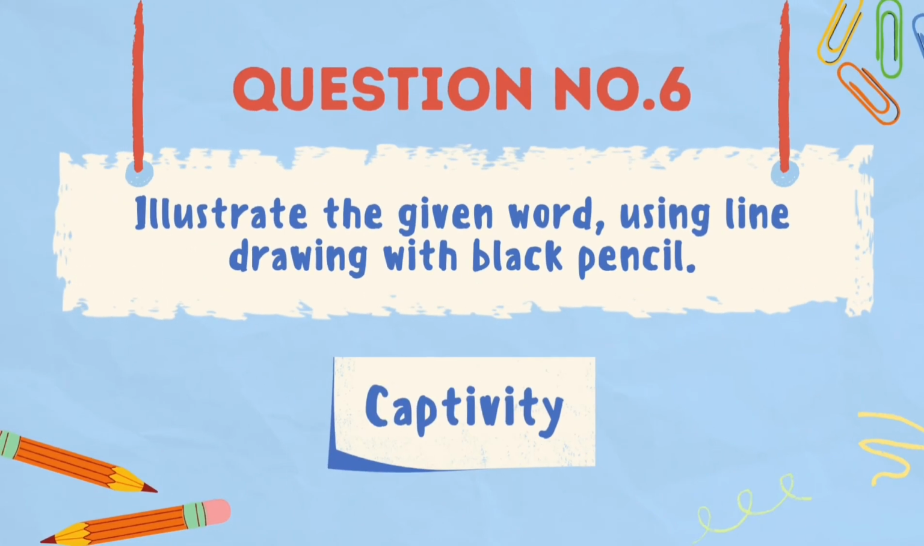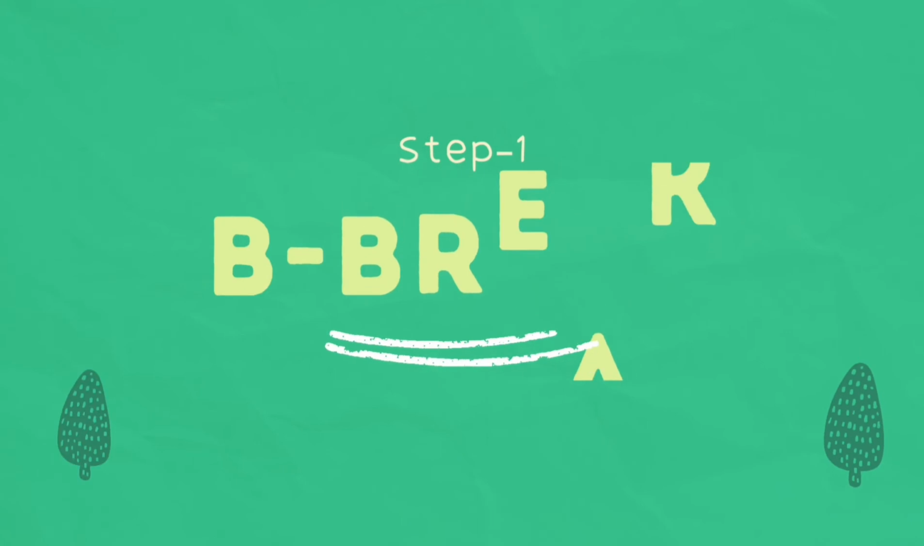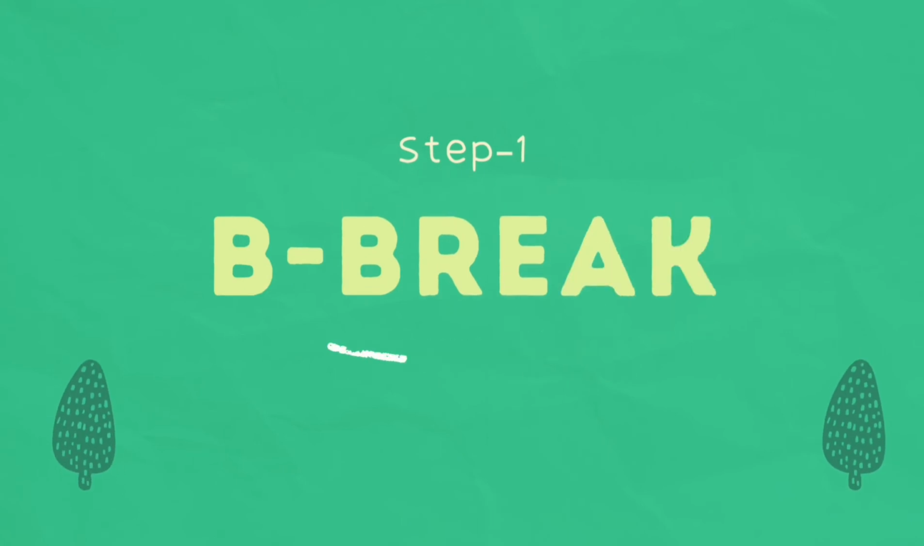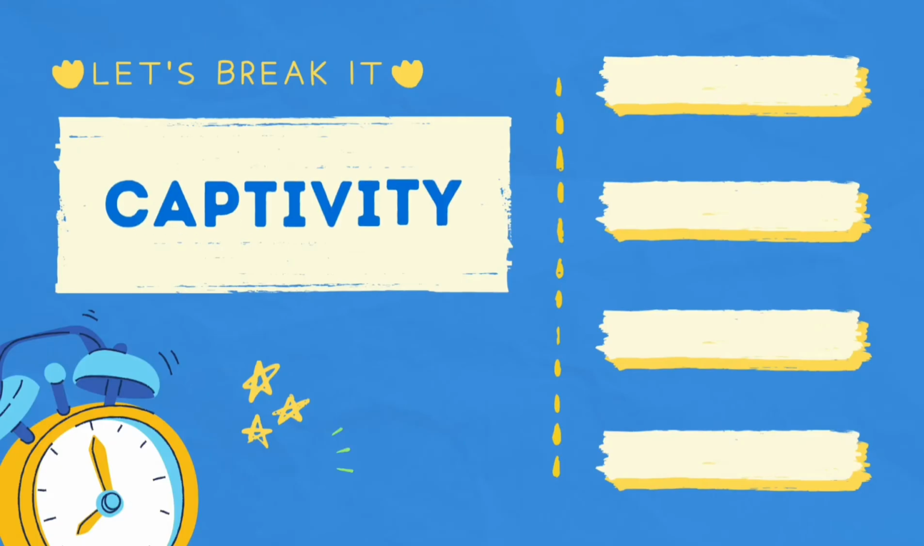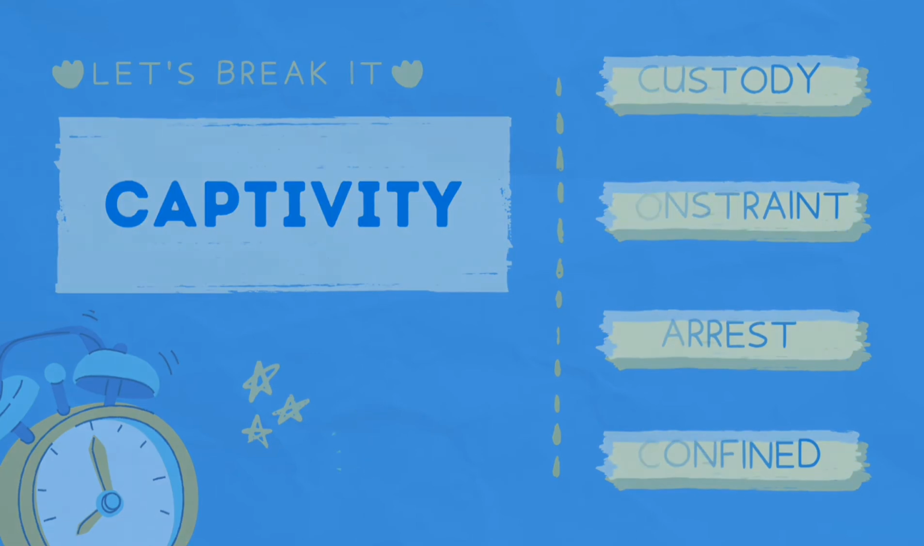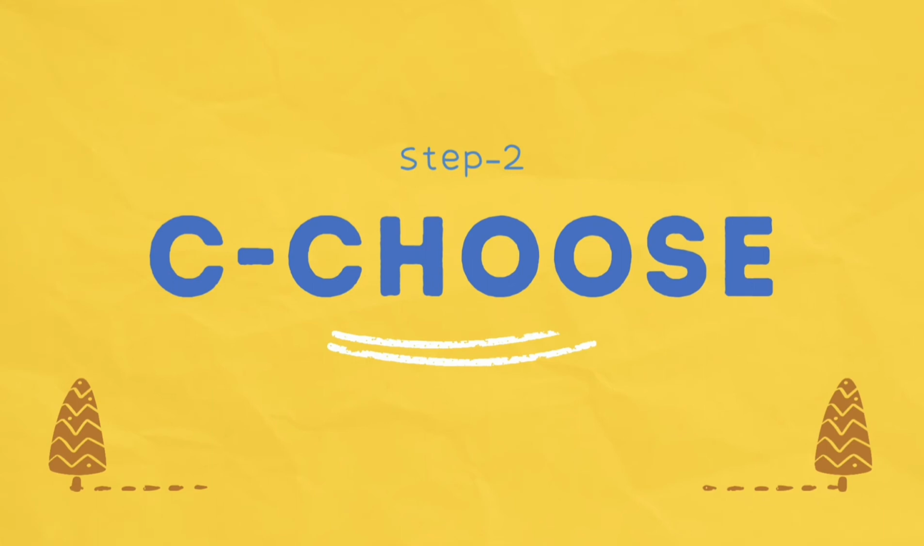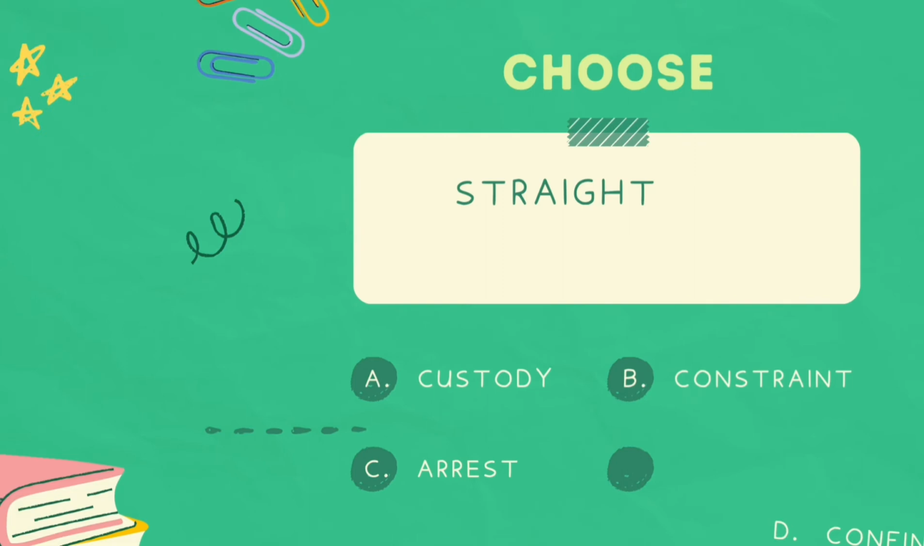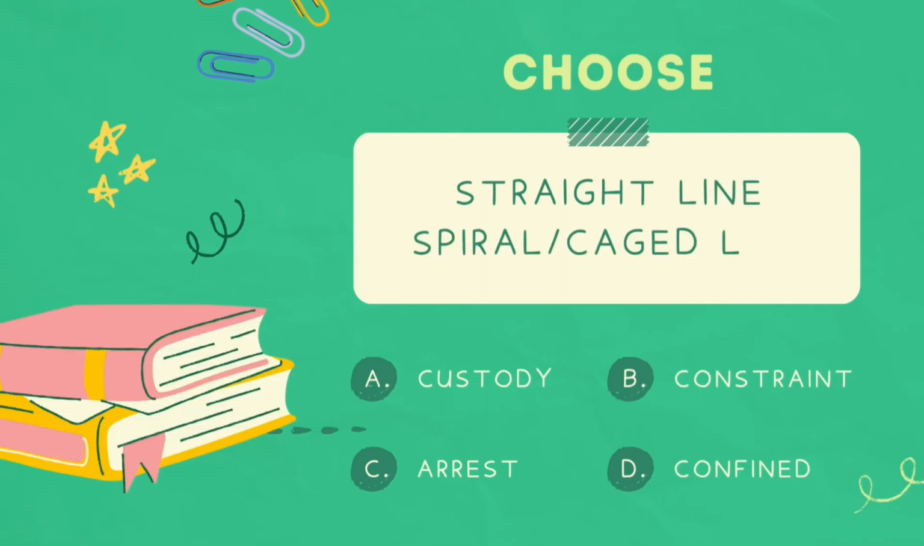Similarly, let's move on to our next question, that is captivity. If we break down the word captivity, we obtain some new and simpler words: custody, constraint, arrest and confined. So this is something related to being constrained, arrested or confined. So how will we depict it, or choose the lines? To depict something like this, we can use a spiral or something caged. And yes, we'll be using all straight lines.